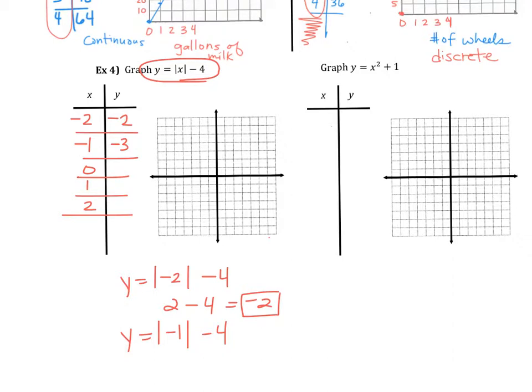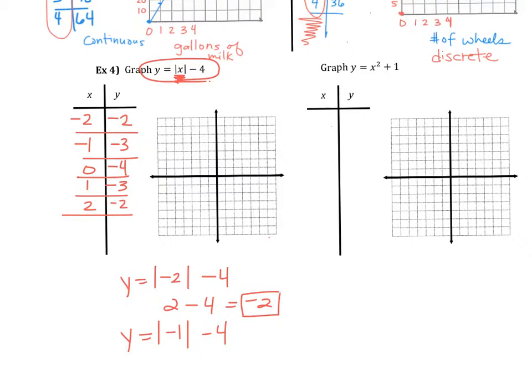Plug in 0. I'm not going to write the rest of these down. We're just going to talk through them. If I plug in a 0 here, what's the absolute value of 0? Minus 4 is -4. What's the absolute value of 1? 1 minus 4 is -3, right? So the absolute value of 1 is still 1, just like the absolute value of -1 was 1. It always makes it positive. So this is -3. And then 2, the absolute value of 2 is 2. 2 minus 4 is -2.